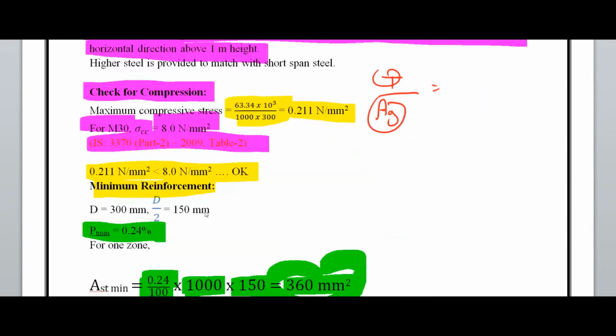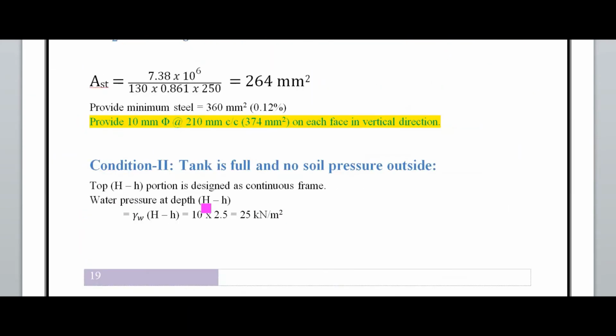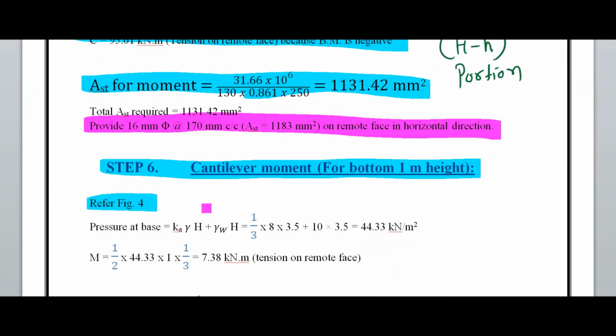Now, what part? Okay. The bottom part is a cantilever moment. So same equation: pressure at base is Ka gamma into H plus gamma W into capital H. So 1/3 into 8 into 3.5 plus 10 into 3.5, 44.33. So moment is 1/3 of that, 7.38 kilonewton meter.